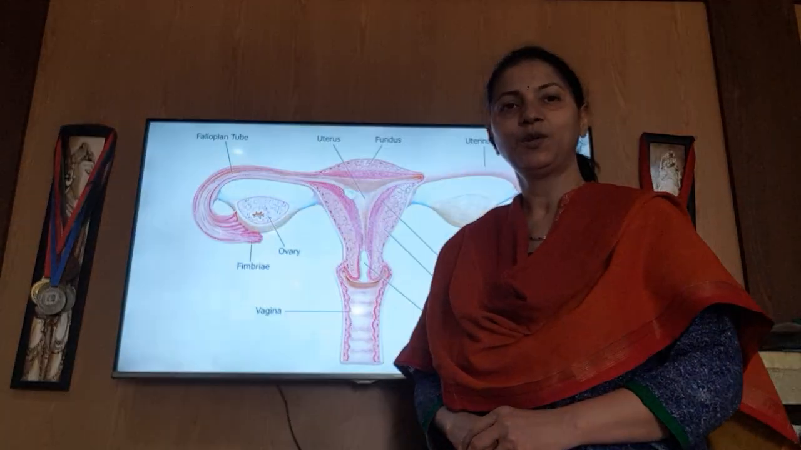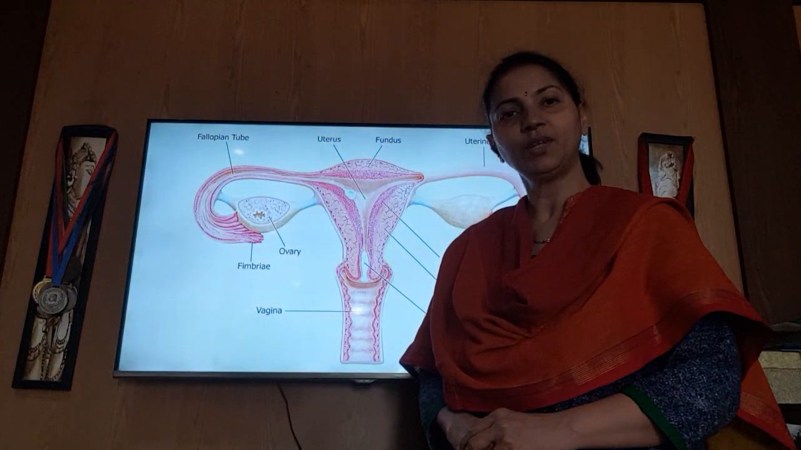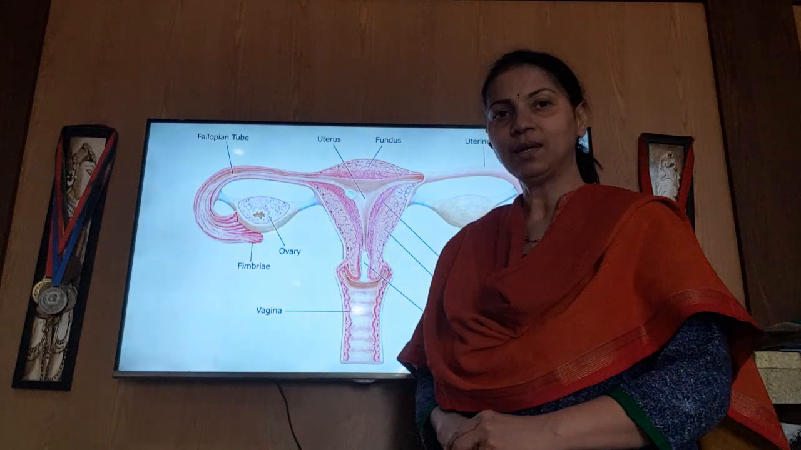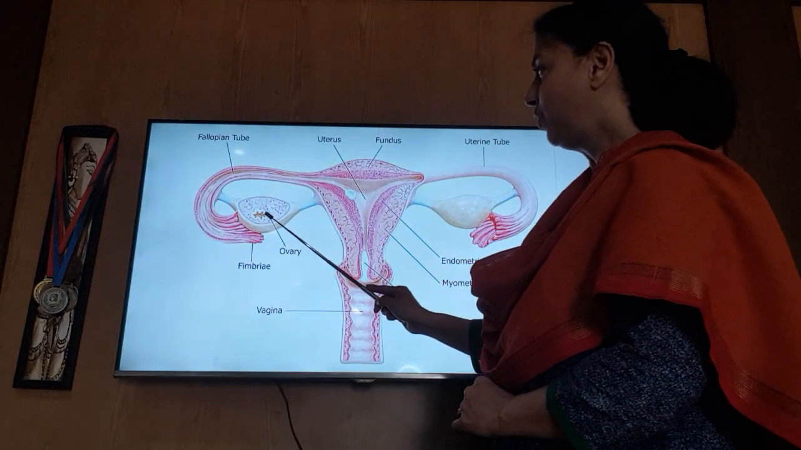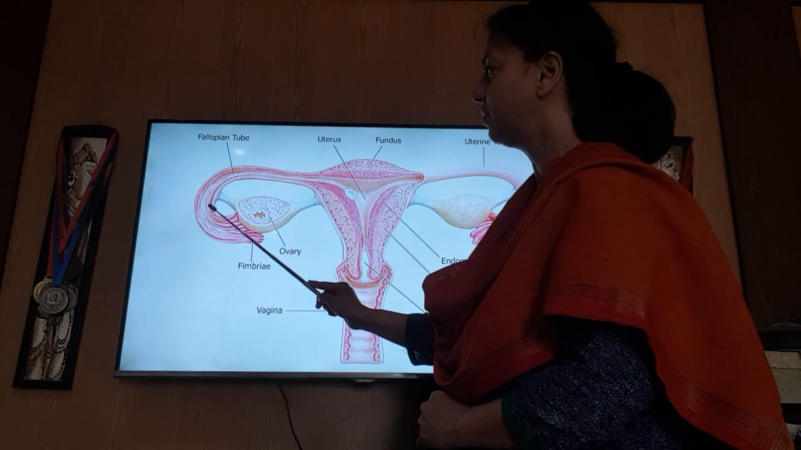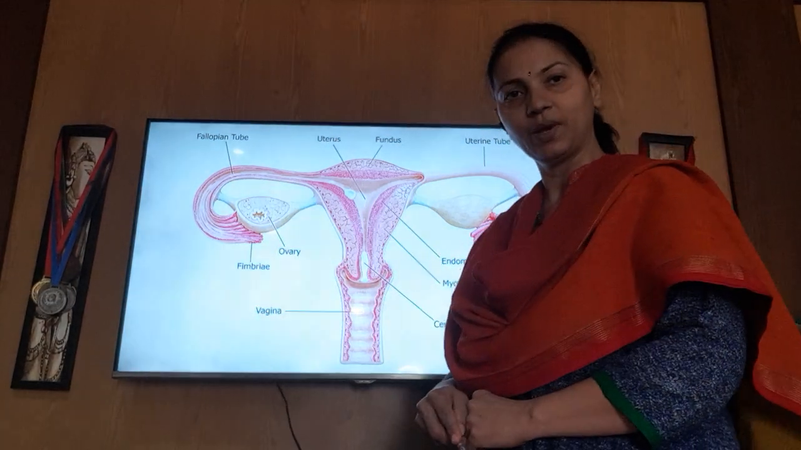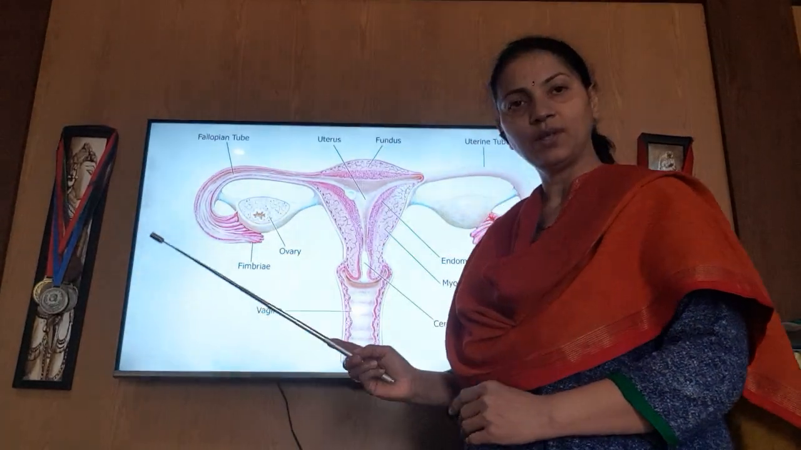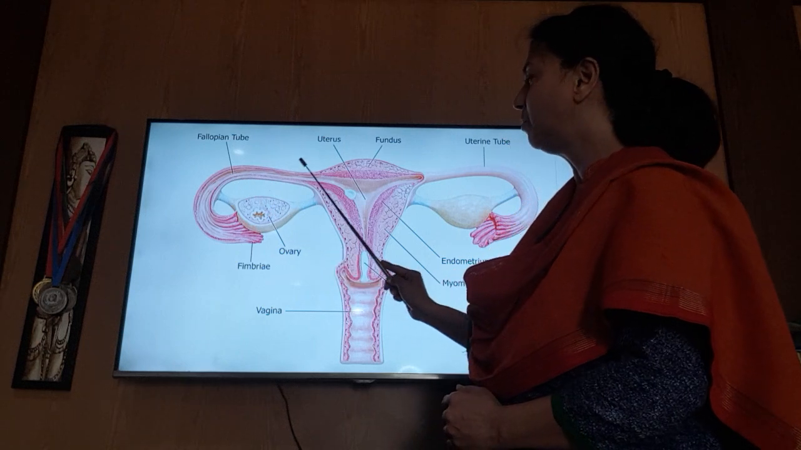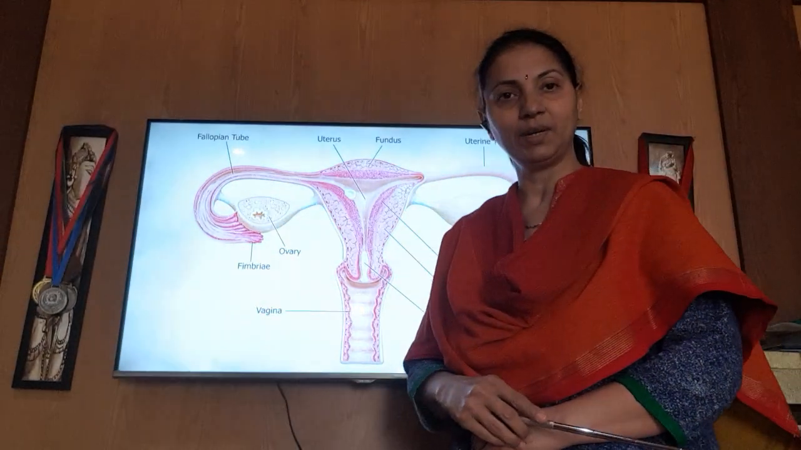Welcome students. Today we are going to talk about anatomy of fallopian tube. What is fallopian tube? It is nothing but the tube which collects the oocyte from ovary and transfers it to the uterine cavity. Okay? So what is the location? It is located in the upper border of broad ligament.